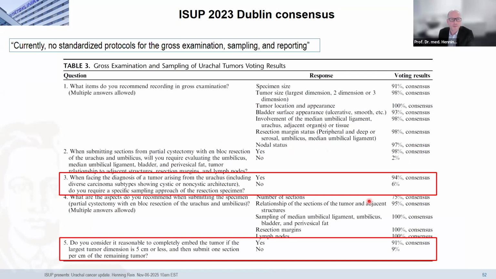Other important findings: when we face the diagnosis of urachal cancer, including the cystic types, do we need a specific approach for the resection specimen? The answer was yes. And also for grossing, because there are no guidelines for grossing at the moment. Most of the participants said if it's 5 centimeters or less, let's embed it completely. And if it's larger than that, then include 1 section per cm of the tumor.